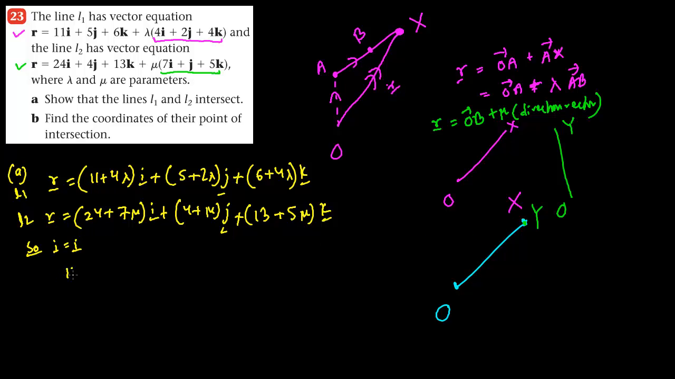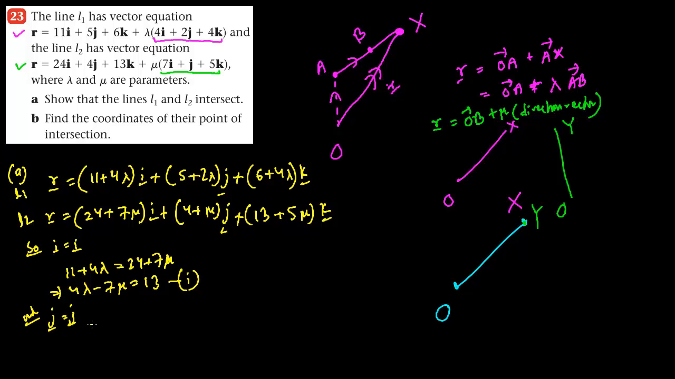So we can write 11 plus 4 lambda equals 24 plus 7 mu. And if we simplify, it would be 4 lambda minus 7 mu equals 24 minus 11. It's going to be 13. This is equation 1. And now we have j equals j.